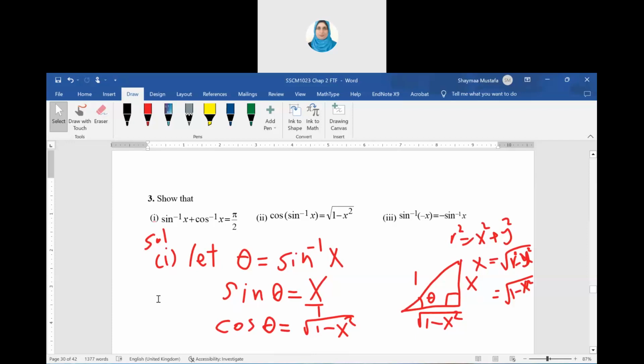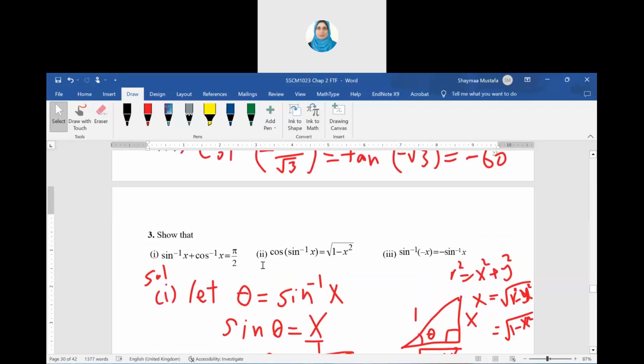Okay, sorry, this is the proof of number 2. I'm proving this one, cos sine inverse x. I will come back again to number 1. This is the proof of number 2, cos sine inverse x. Here I need to prove that cos sine inverse x is the root of 1 minus x squared.